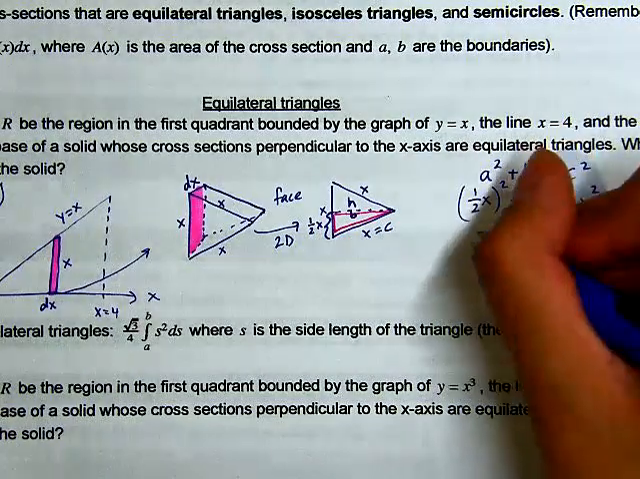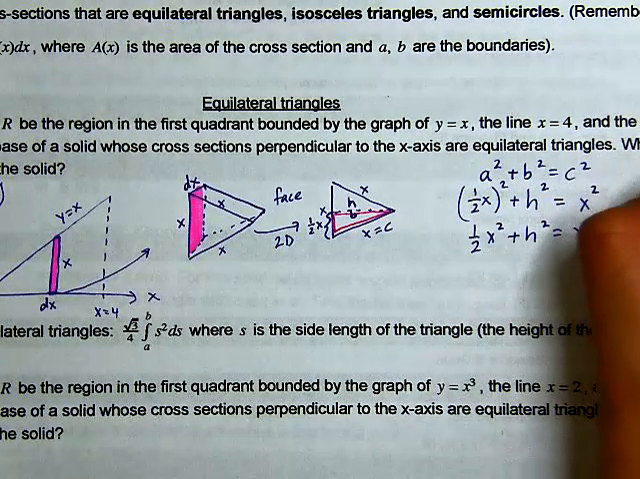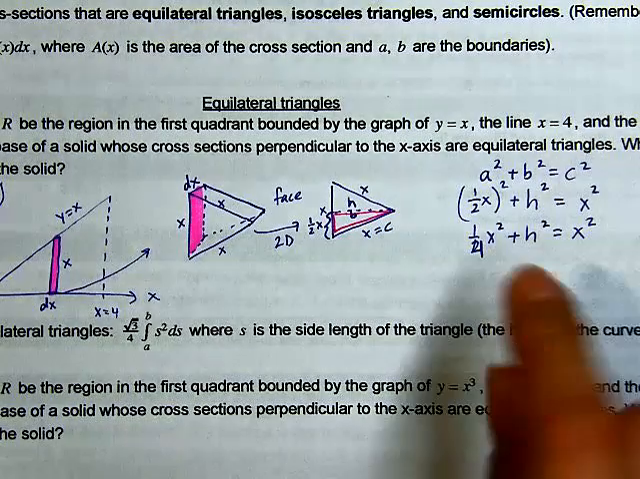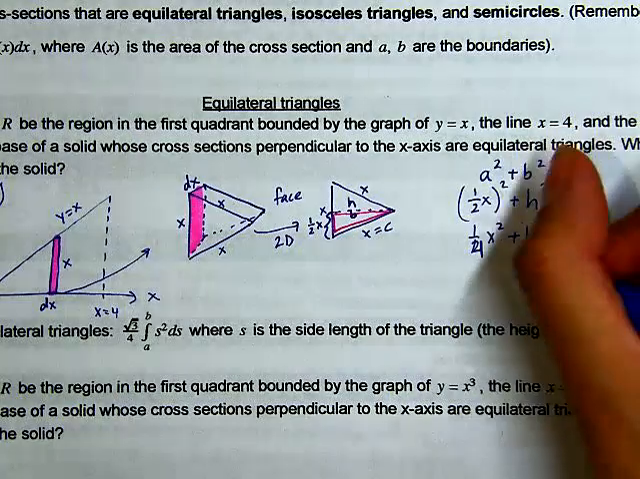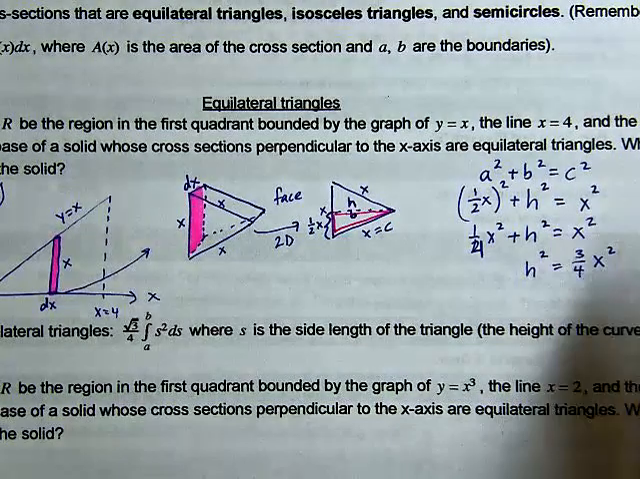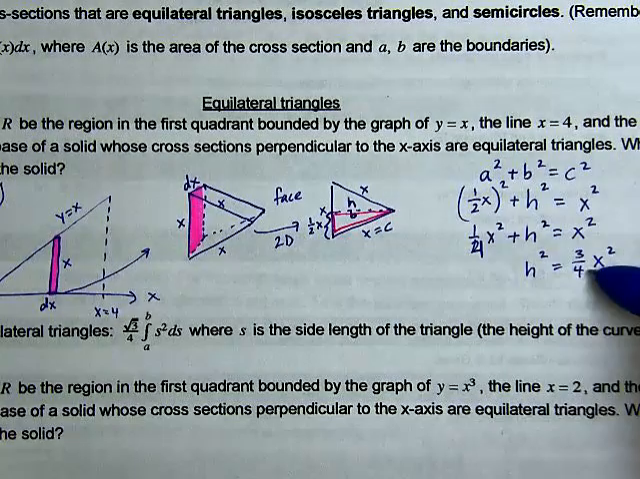All right, let's go ahead and multiply that out. I'm going to go ahead and, oops, sorry, that's a 4. I'm going to go ahead and subtract 1/4 x squared from both sides to combine with this one. So I'll get h squared equals 3/4 x squared. Since this was 1, this was a 1x, so 1 minus 1/4 is 3/4.